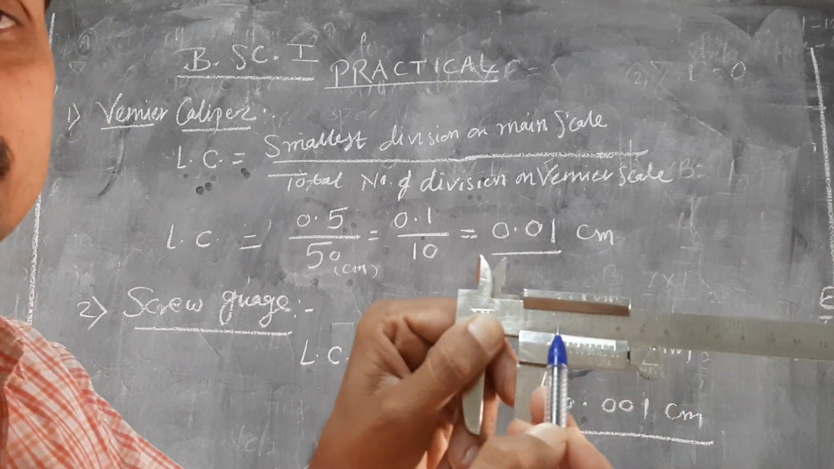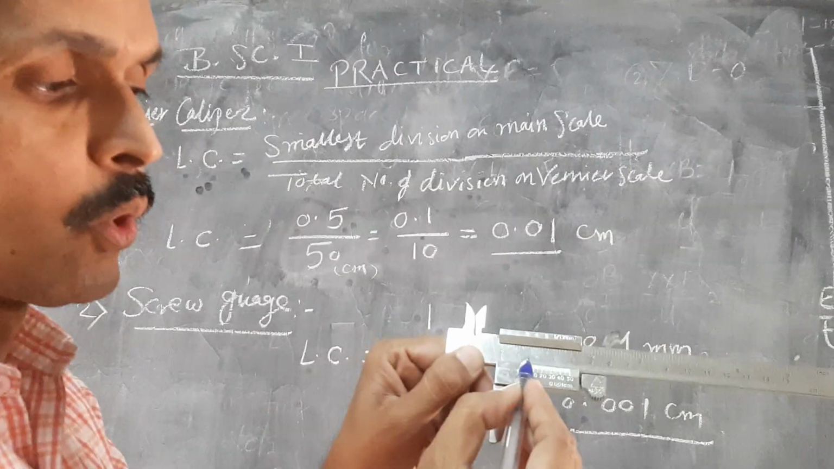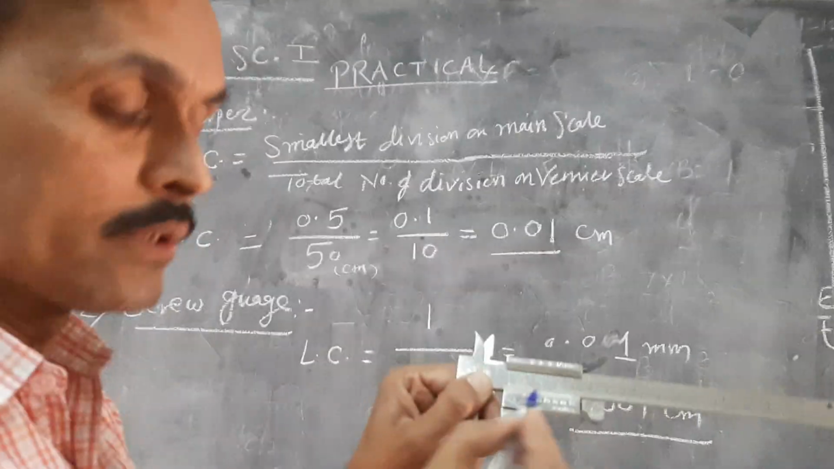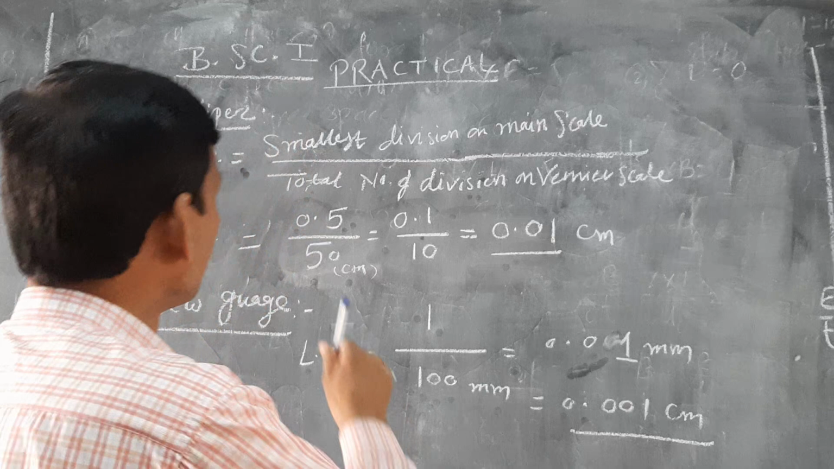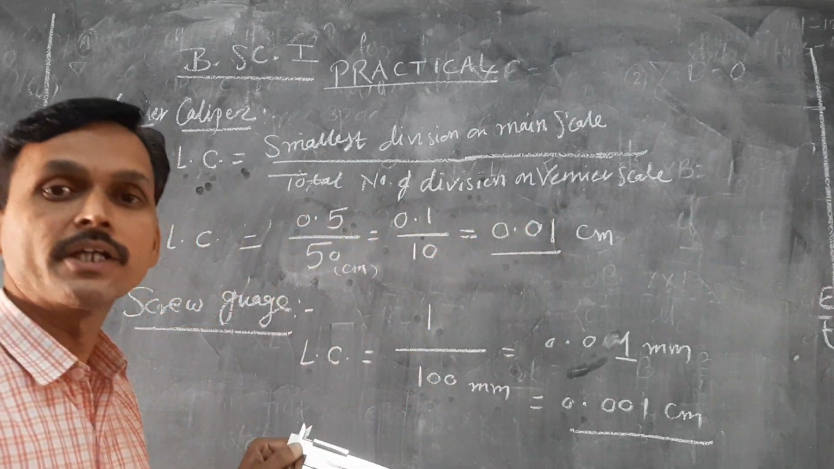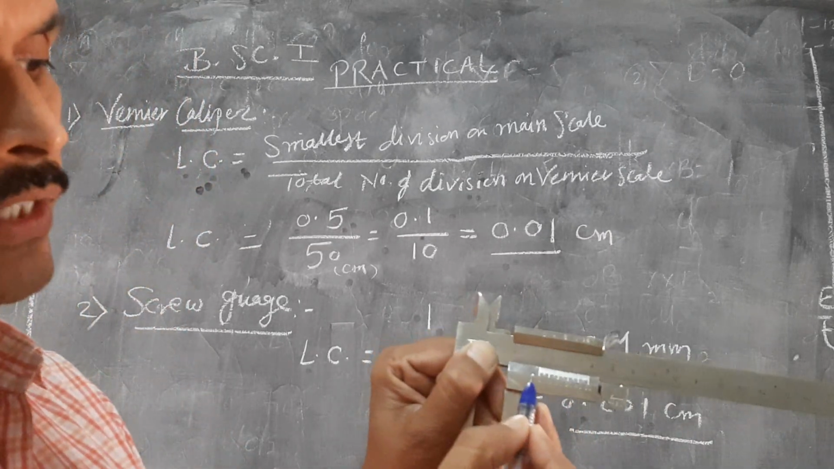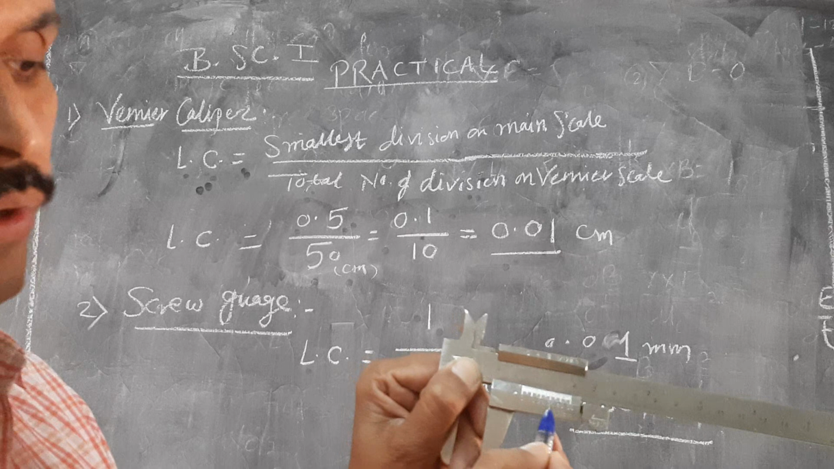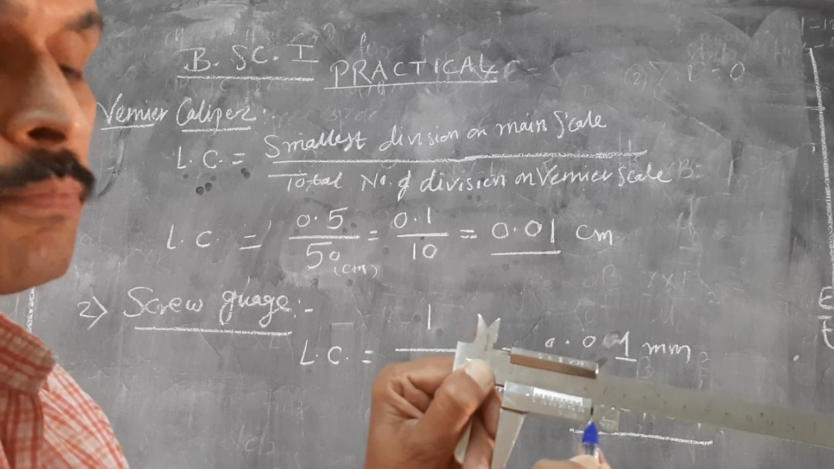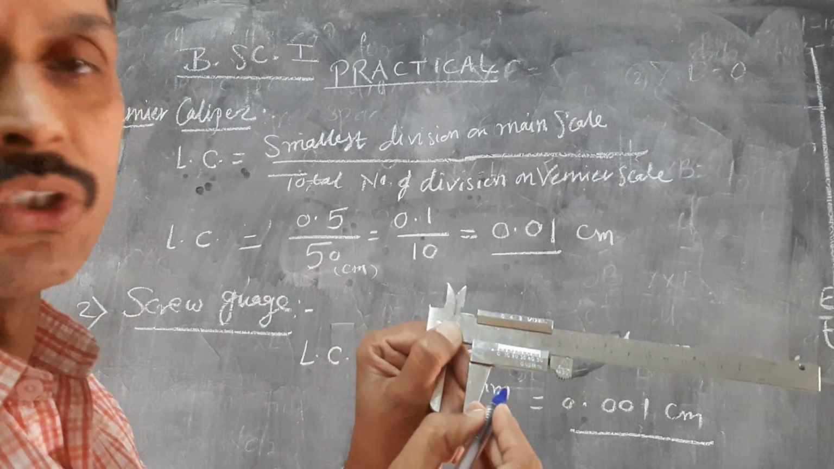Very small lines are there. So what is the value of one line? Okay, so 1/20, so that will be 0.5. Then the total number of divisions on the Vernier scale. You may find here 0 to 10, 20, 30, 40, 50. That is, 50 lines are there. So 50, and this is in centimeter.